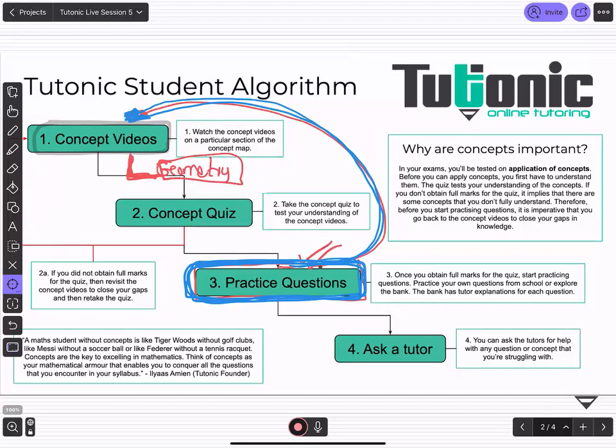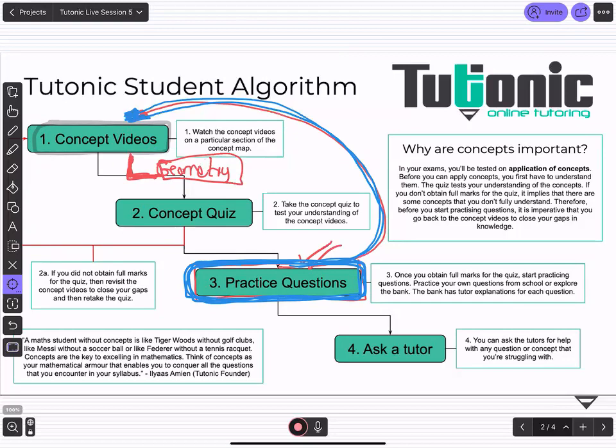But the problem is most people, when they go to school, don't go with a foundation. So when they go to school, the concept doesn't make sense. Then the teacher gives them homework, so they start doing the questions, but because they don't have the foundation, the questions become very difficult. And then it's a repeating cycle. So Tutonic wants you to break the cycle by going to class with some foundation from the videos.